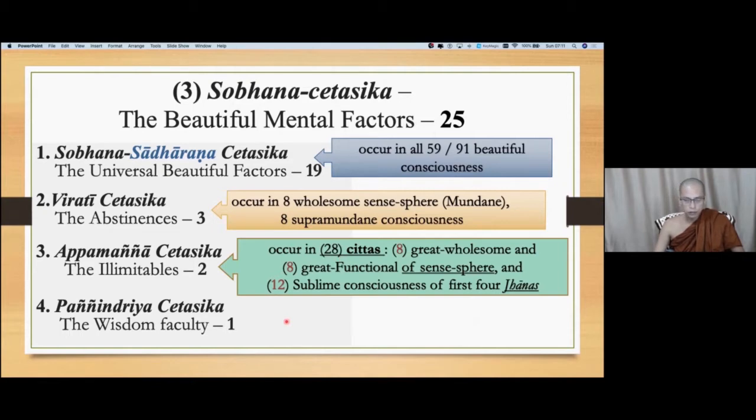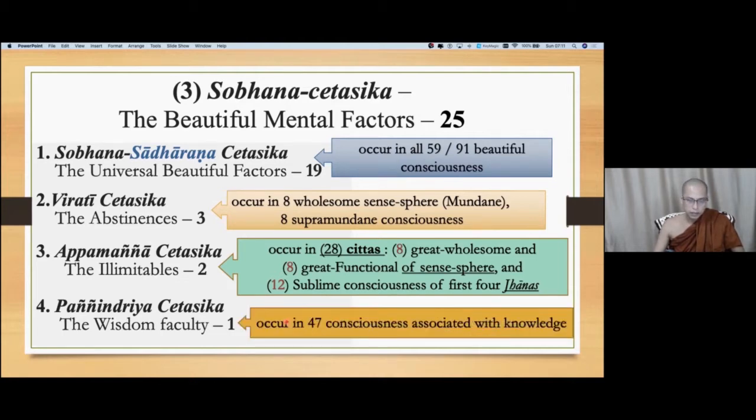Then the last one is only one. Panyindriya Cetasika, the wisdom faculty, can occur in 47 consciousness associated with knowledge. We can say nana sampayutta, the consciousness associated with knowledge, because knowledge and wisdom are synonyms in this Abhidhamma study. That is why the wisdom faculty can arise with the consciousness associated with knowledge.